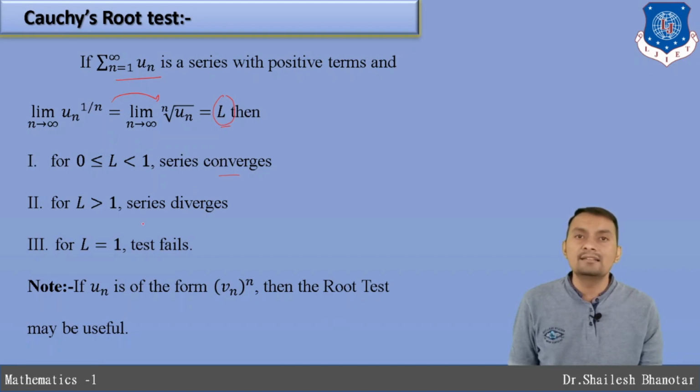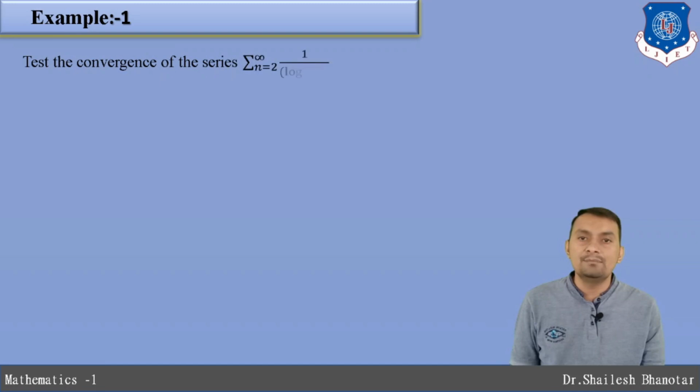Otherwise, if L is greater than 1, then we can conclude that the given series will be divergent. Suppose you get L equal to 1, that means the test has failed and further investigation is required. If un is of the form something raised to the power n, then we will mostly prefer to apply the root test. So let us understand example number 1.